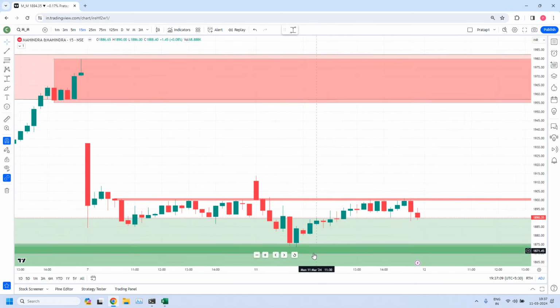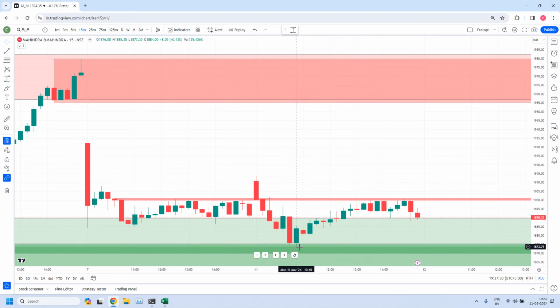Is it having good RR? Yes. Let us check how much RR is there from here to here. This is only from an intraday point of view, I'm thinking. Actually, this is for WIT traders, the bullish trade setup. Can we convert it to an intraday trade? That is what I am checking here.